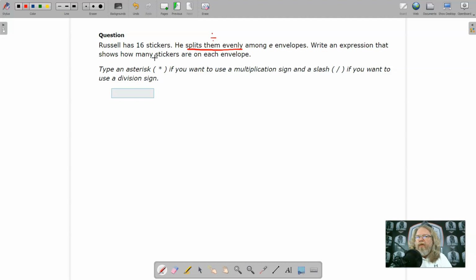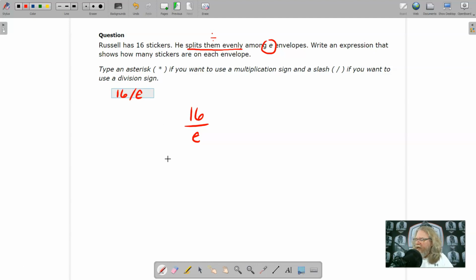What we're breaking apart is the numerator. Altogether, there are 16 stickers, so that goes at the top. We're going to break them into even groups among E envelopes. We don't know how many envelopes there are. We just know that they're represented with the letter E. So we're going to go ahead and type in 16, backslash, E.